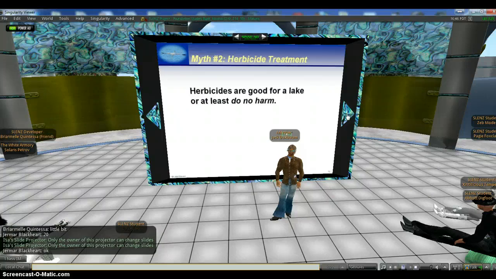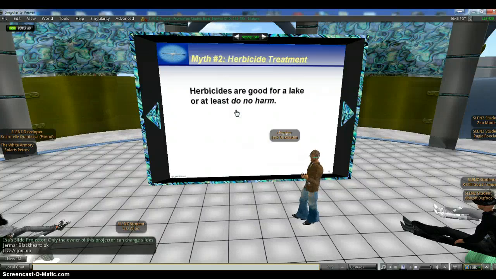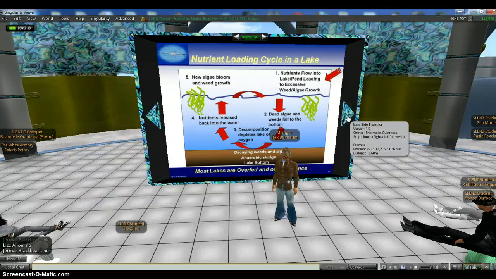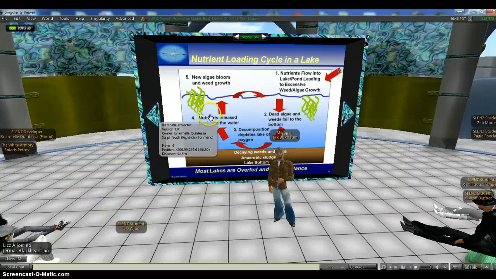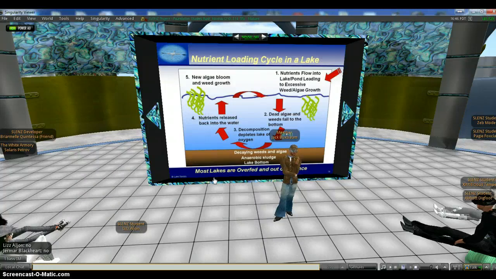Here's a little test. Herbicides are good for a lake, or at least do no harm. No, that's not right. Herbicides basically kill the weeds, and the weeds provide for. This is a good slide. I want to stick on this. Herbicides kill the weeds. The weeds go where when they're killed? The bottom of the lake. They fall to the bottom of the lake. What happens then? They decay.